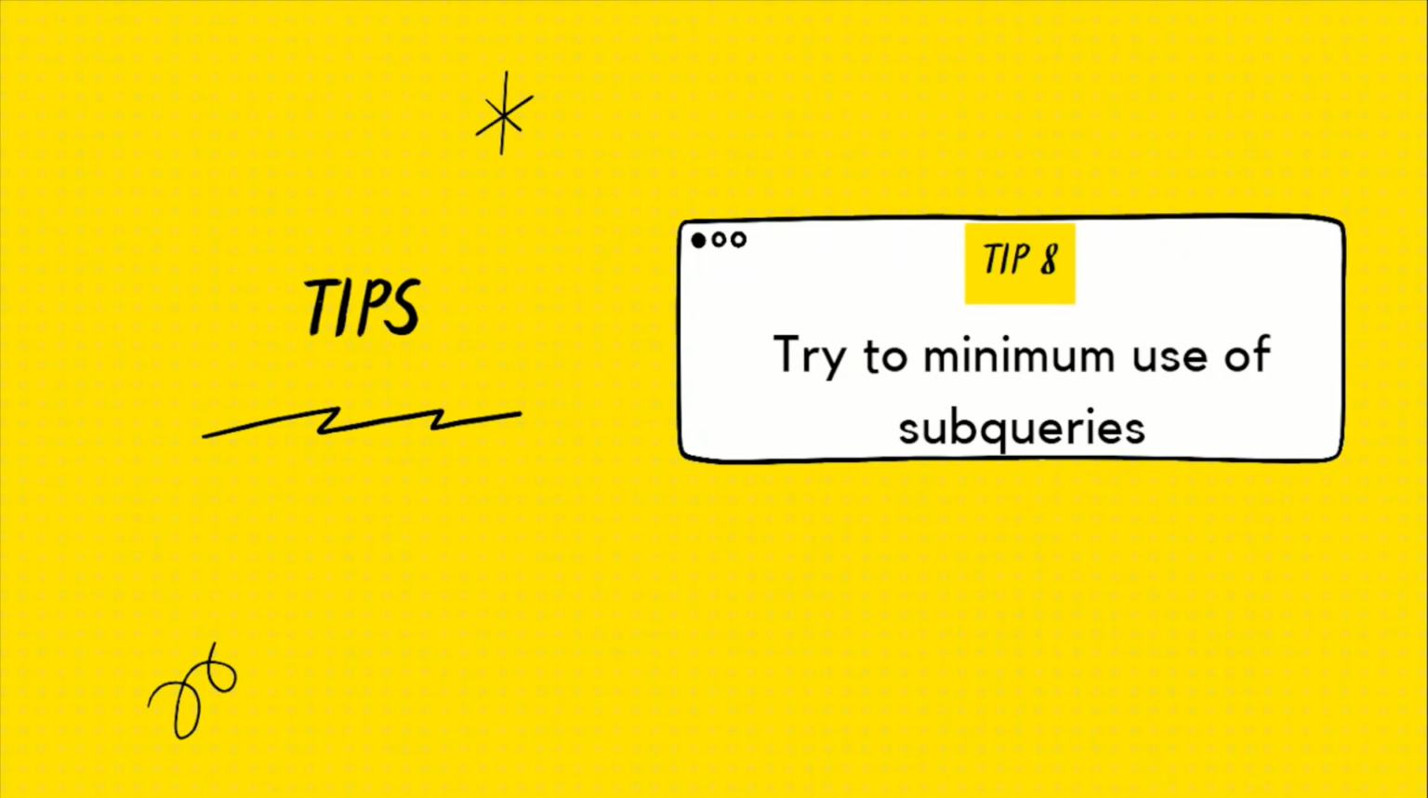Tip number 8 is the minimum use of subqueries. Please try to minimize the use of subqueries because when you use a subquery, it tries to get the data for the particular table and it takes some more time to compile and retrieve it. I am not saying never use the subquery, but if we can achieve it by the joins, please use that. Try to avoid the subqueries in where conditions.